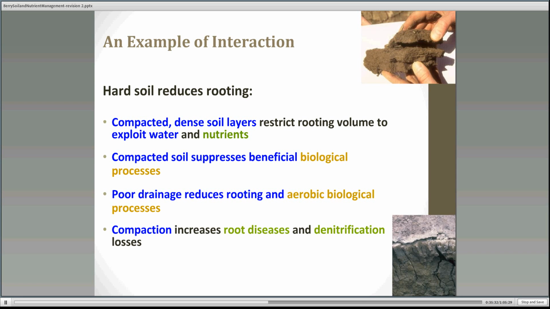And so you see in blue is the physical attribute, and then in green, nutrients and root diseases and denitrification all are chemical aspects, and the yellow is the biological. So poor drainage reduces rooting and aerobic biological processes. And then the compaction, which a hard soil, often you'll have compaction, that will increase root diseases and denitrification losses. So that's an example of all three of the characteristics, the soil characteristics, having an interaction around hard soil.